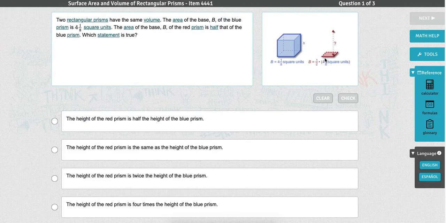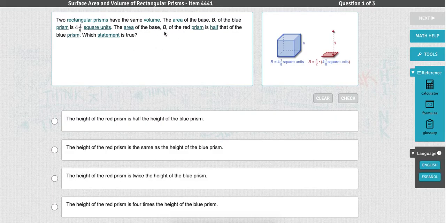So the area, meaning the base times the width, right? We just don't know how tall it is. So base and width, or length and width. We know that that is a total of 4 and 1/8 square units.